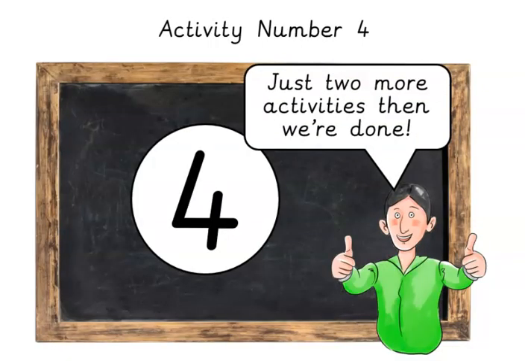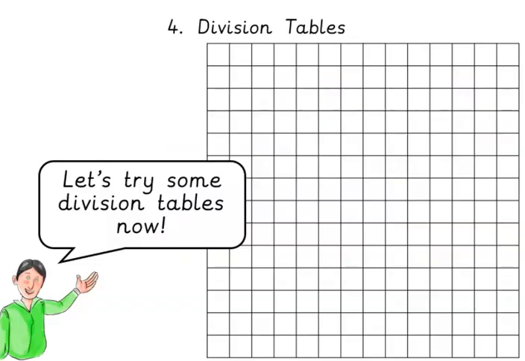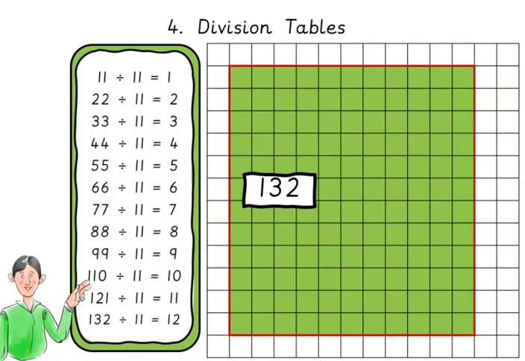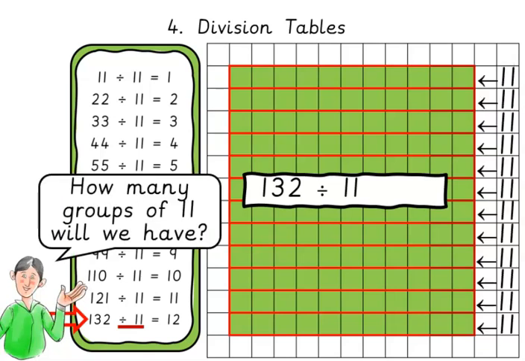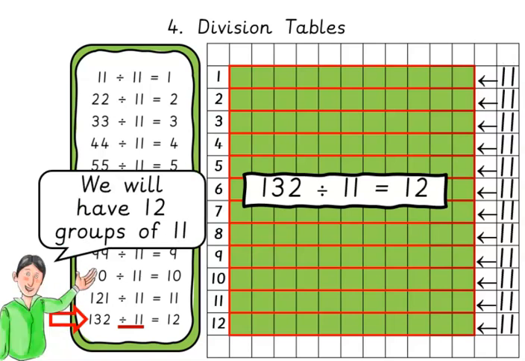Just 2 more activities, then we're done. Let's try some division tables now. So in this big green square here, we've got 132. So let's do our first one. If we start with 132 and we divide it by 11 or split it into groups of 11, it's the same thing. How many groups of 11 will we have? We will have 12 groups of 11. So down the side there you can see the 1, 2, 3, 4, 5, 6, 7, 8, 9, 10, 11, 12 groups of 11. 11 in each row.